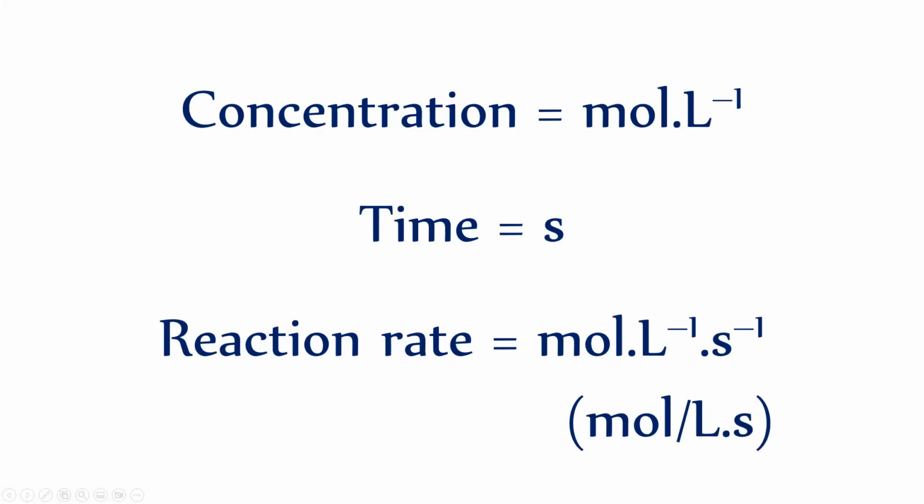In terms of units, you always need to make sure you have the correct units. We're talking concentration in mole per litre and time in seconds. So this gives rate units of mole per litre per second, or mole per litre second. Now, if we have data from multiple experiments with varying concentrations, we can determine the rate law.